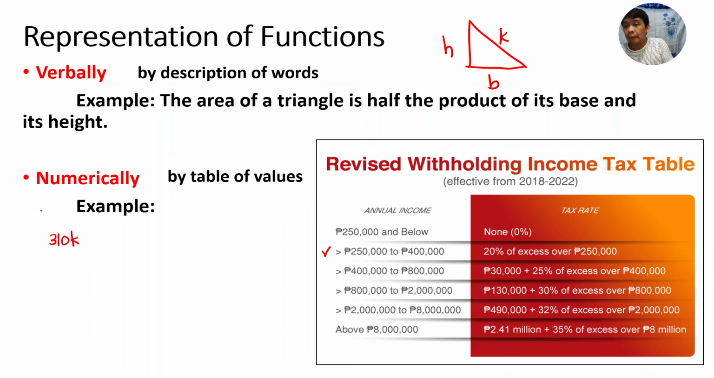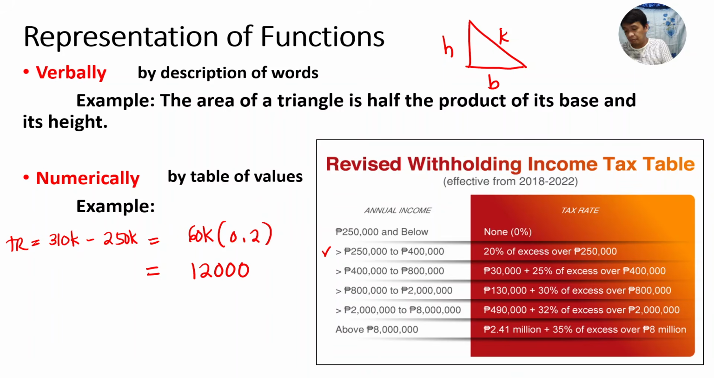So meaning to say, para makuha ko yung tax rate ko, if this is my earning, susubtract ko lang yung 250, that is equal to 60,000. So that 60,000 ang imumultiply ko sa 20%. So that is, multiply ko by 0.2. So ang babayaran ko ay 12,000.